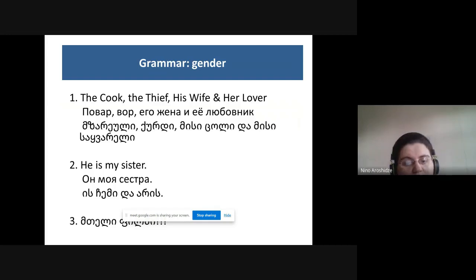So it was extremely important from the very beginning to understand who we're talking about. So the cook is a separate entity. So the thief, the wife belongs to the thief, let's put it this way. But the lover in the Georgian language turned out to be the thief's lover, and it already changed the perception of the text initially. So in this case, it still can be tolerable.